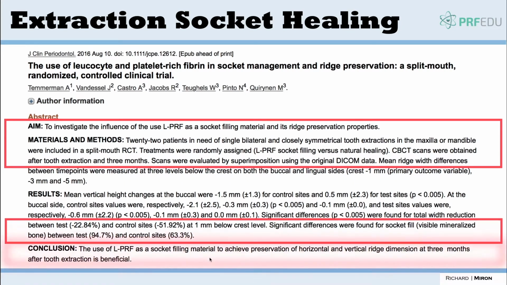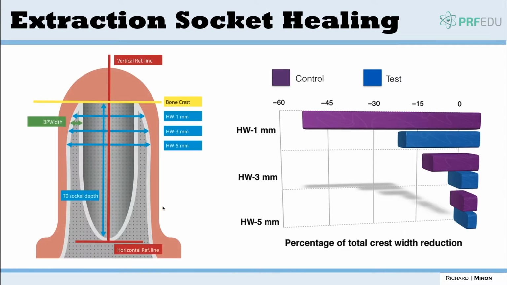Okay, so that was a quite interesting study that was performed, and I liked the design of the study very much because they had nice reference points, and they measured at 1 millimeter, 3 millimeters, 5 millimeters, etc. Control versus the test group. Like I said, we lost 22% of the ridge, and then 50% in the controls.